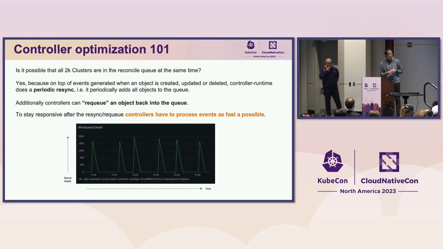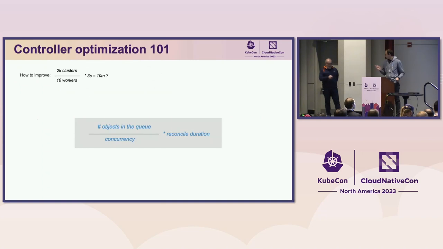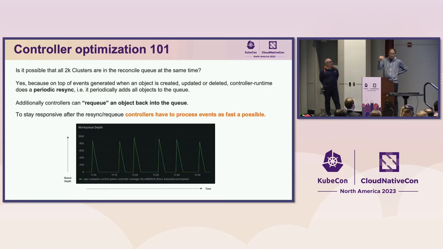So basically, the important thing is that whenever a requeue happens, whenever a periodic resync happens, we have to reconcile all the objects in the queue as fast as we can so that the queue is empty again. So just to go one back. If you look at this diagram, what you can essentially see, the peaks are periodic resyncs. And within like 15 or 30 seconds, we're getting the queue back down to zero.